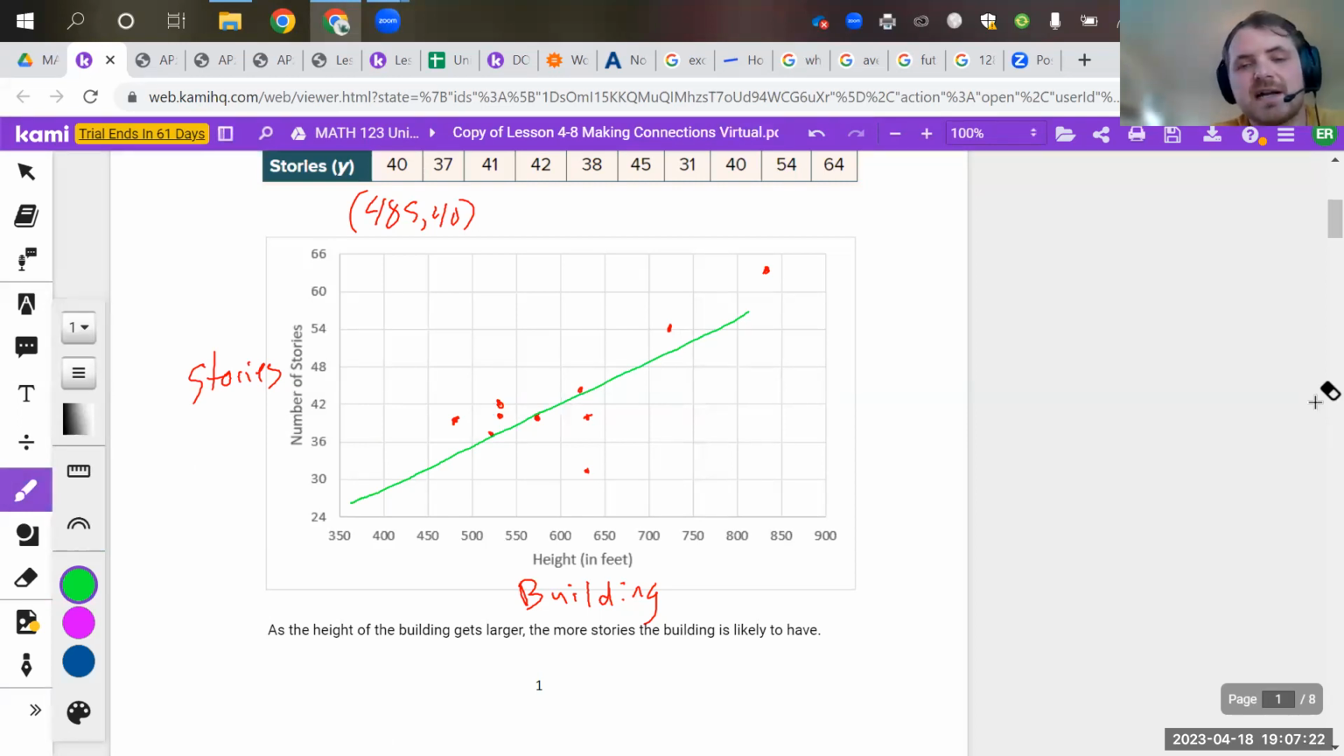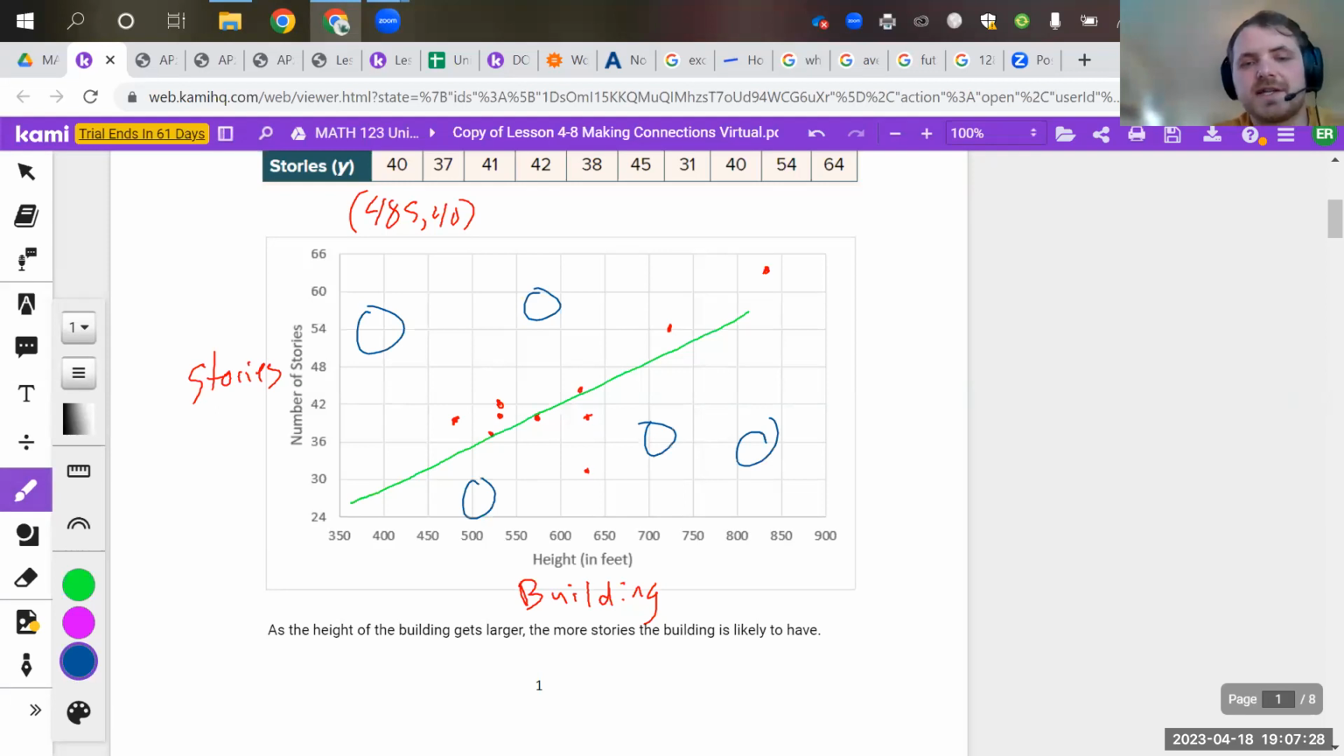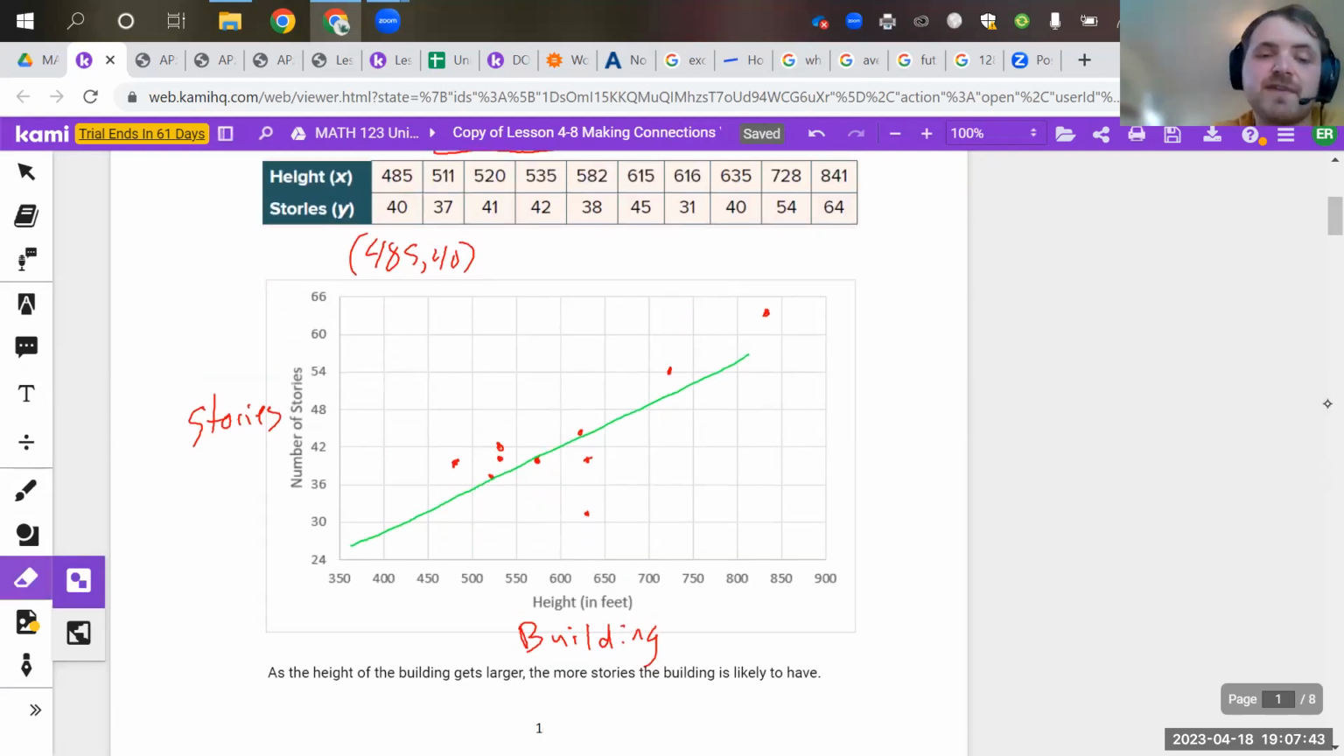That's ideal. But sometimes, if we had a bunch of crazy other things out here, clusters maybe, then there wouldn't be this nice little relationship. Because if it was only a height of 300, and there was 50 stories, that's way different than what this data is actually communicating. So basically, moral of the story, in a scatter plot, we're trying to figure out a way to describe what's happening with the data.